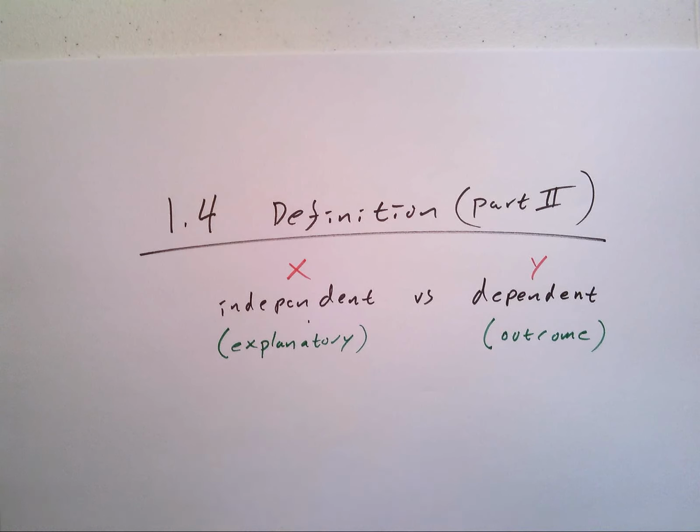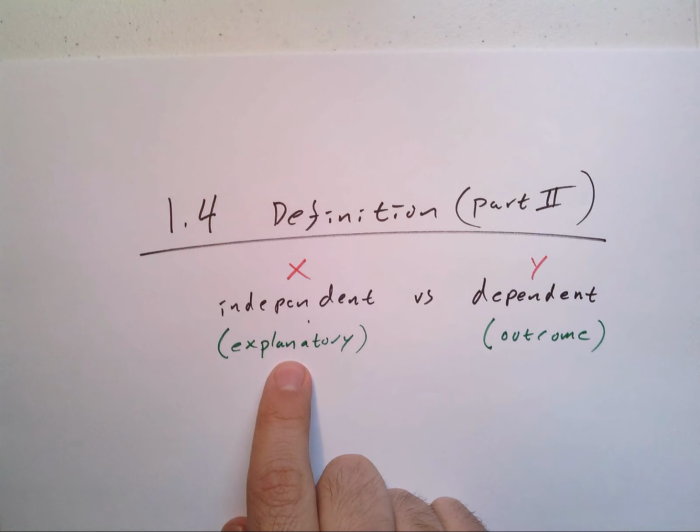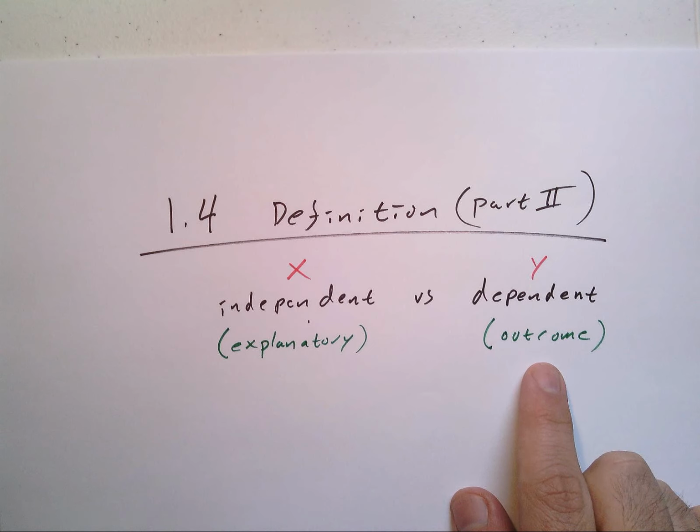Now, there's another two words that get thrown into this, because when we're doing an experiment, we want to explain certain things to get certain outcomes. So we have the independent, explanatory, versus the dependent, outcome.